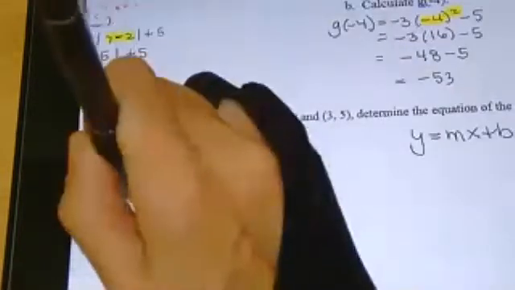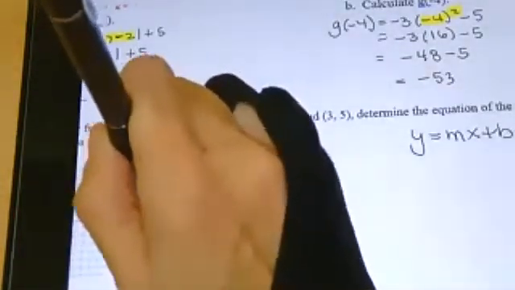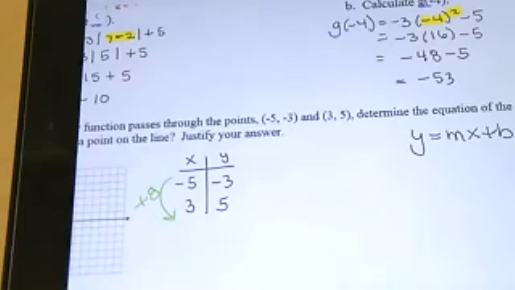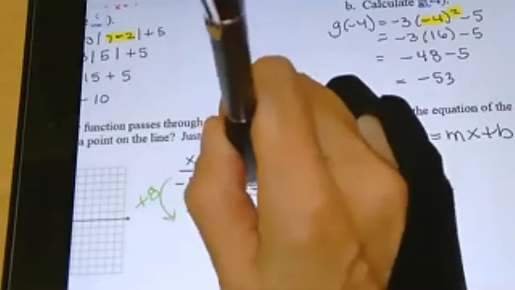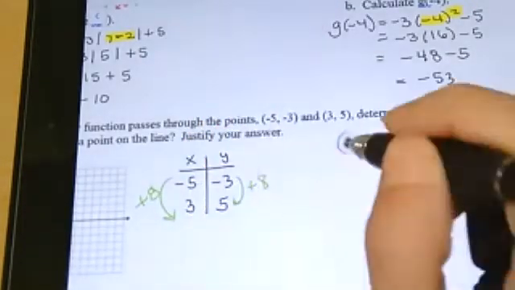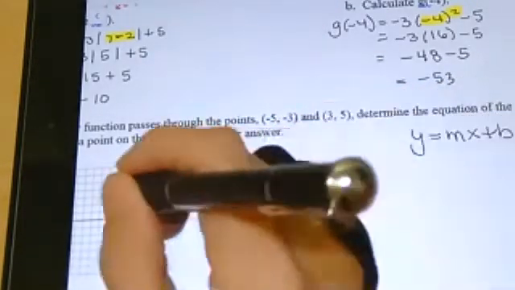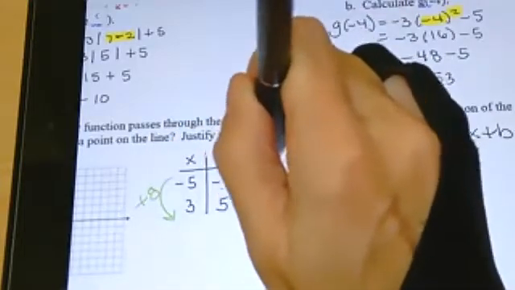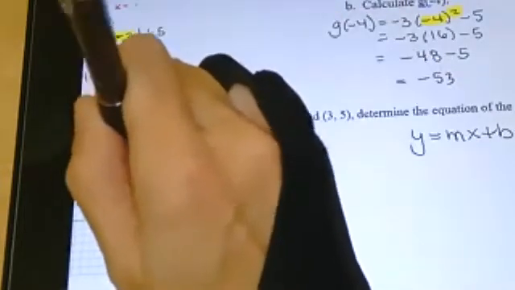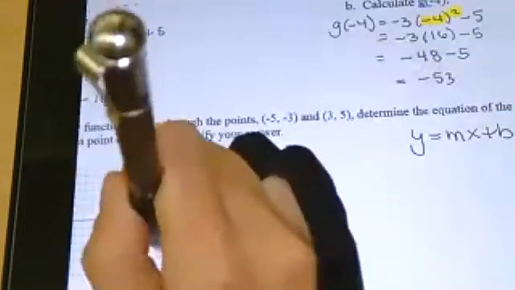So here's my x's. My x's increased by 8. You go from -5 to +3, that's an increase of 8. You go from -3 to 5, that is an increase of 8. Here's my delta y, here's my delta x. So remember that this value over here is called delta y, this value over here is called delta x.